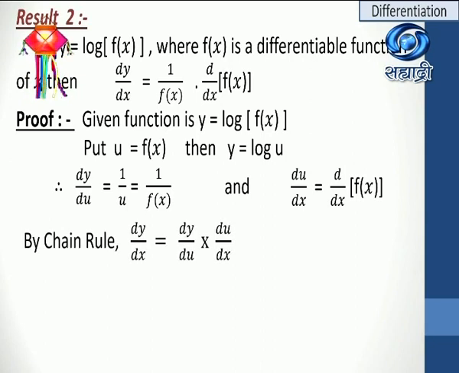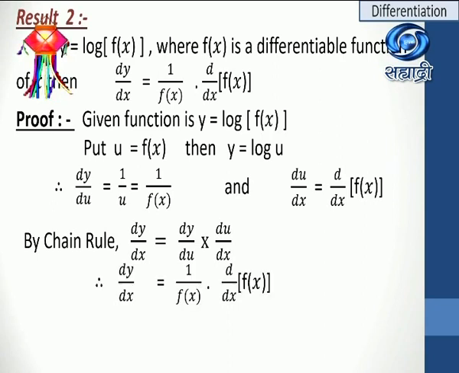Now by using the chain rule, we know that dy by dx is equal to dy by du into du by dx. Therefore, dy by dx is equal to 1 upon f of x into du by dx, which means the derivative of f of x with respect to x. Now here y is equal to log of f of x. So put the value of y. Therefore, the derivative of log of f of x is equal to 1 upon f of x into the derivative of f of x.